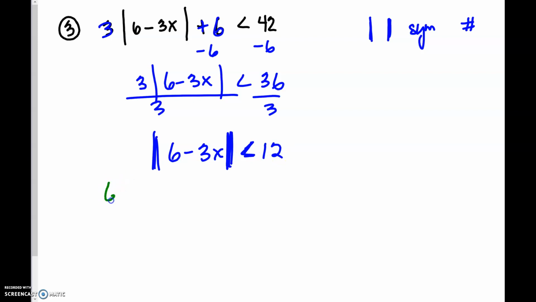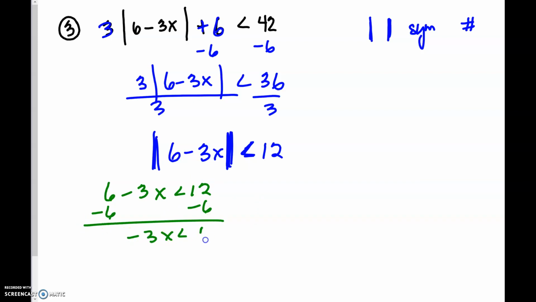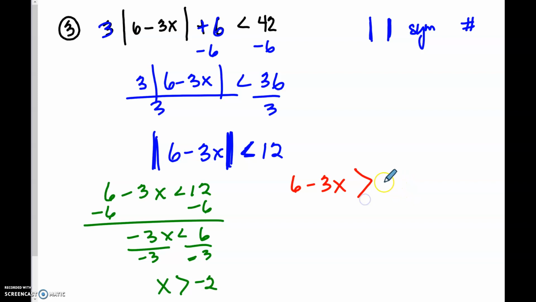So the first one is exactly what we see without the absolute value sign. So I'm going to subtract 6. So I have negative 3x is less than 6. Divide by negative 3. So remember, when you divide by a negative, we have to flip this sign, and we get negative 2. All right, my second case is going to be 6 minus 3x, and then remember, flip the sign, and negative 12, because 12 and negative 12 are equidistant away from 0.